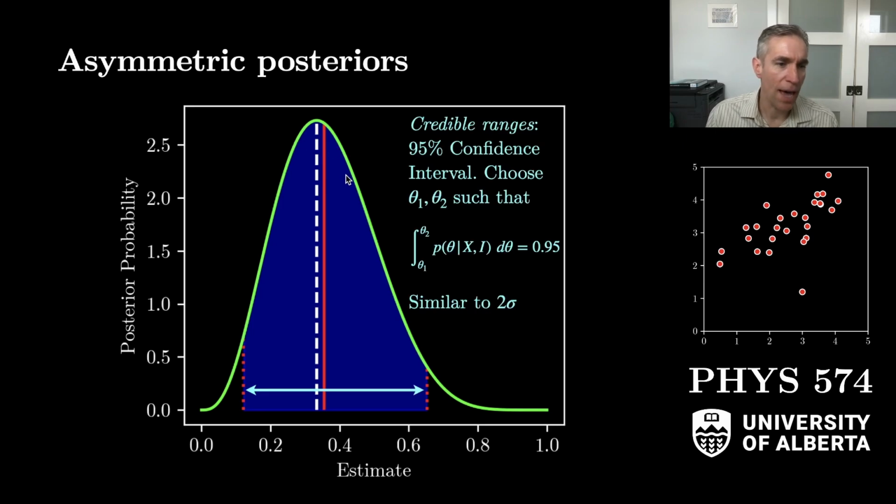We also have that blue range there. That credible range is the 95% confidence interval. We choose our theta 1 and our theta 2 such that the integral from theta 1 to theta 2 over the distribution gives us 95% of the probability. So that gives us this range here and allows us to have asymmetric uncertainties using this kind of direct integration.